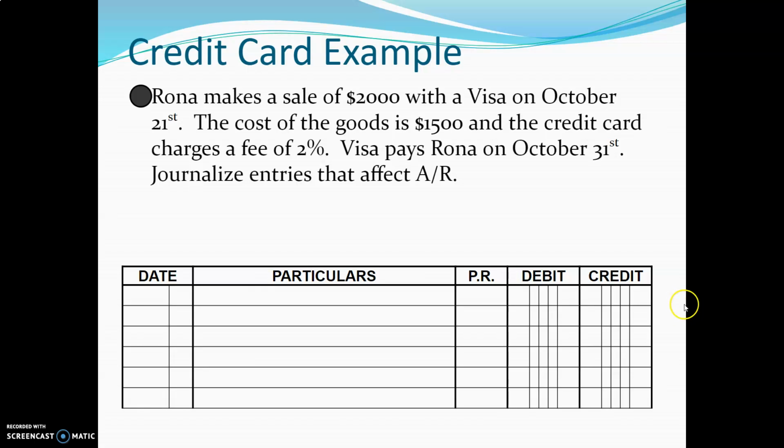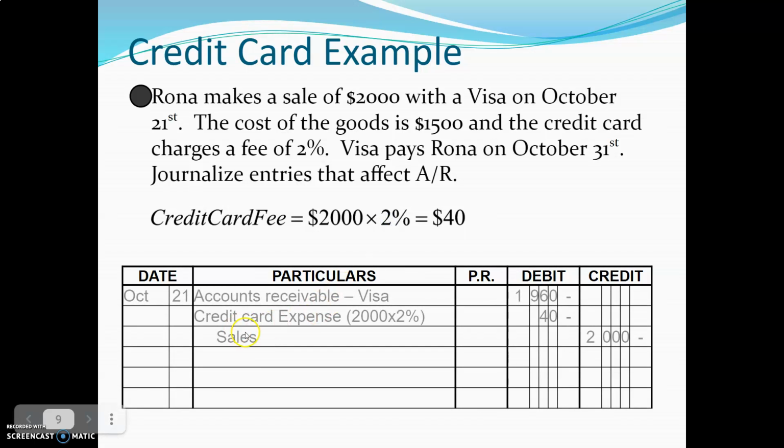Right now, here's what we do know. We get $2,000, of which a credit card fee of 2% goes back to Visa. So we're going to need some sort of new account to account for that $40. Where does the 40 come from? Well, 2,000 times 2%, that's the amount that will go to Visa in this case. And our sales hasn't really changed. Our sales is still $2,000.